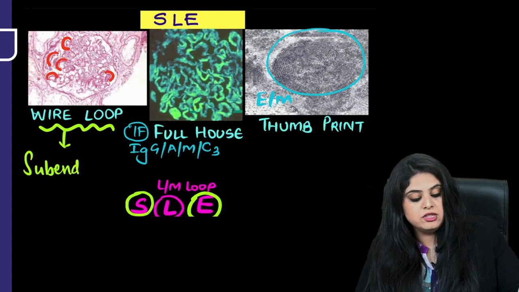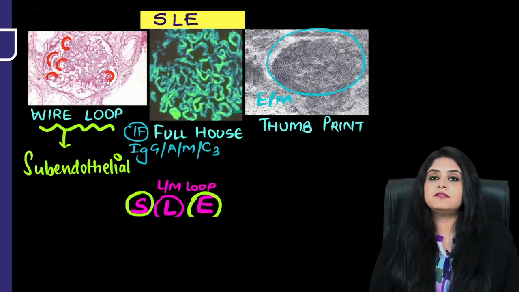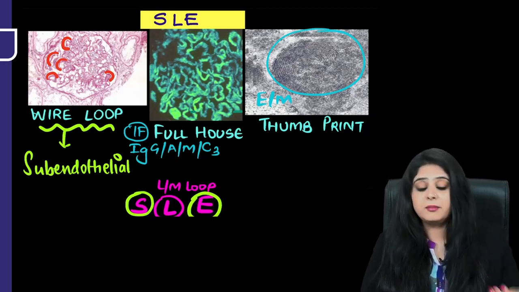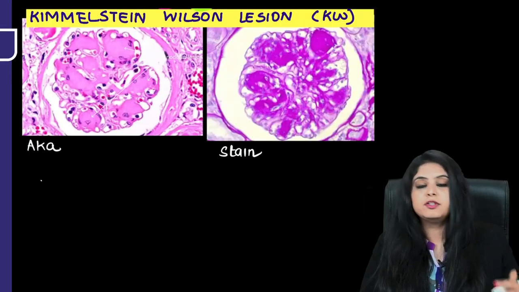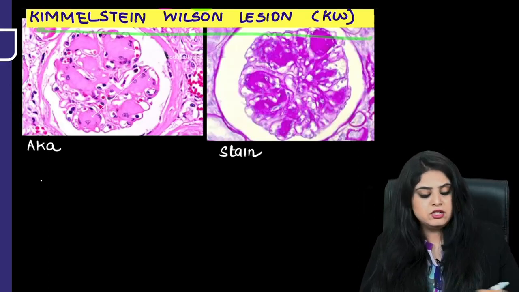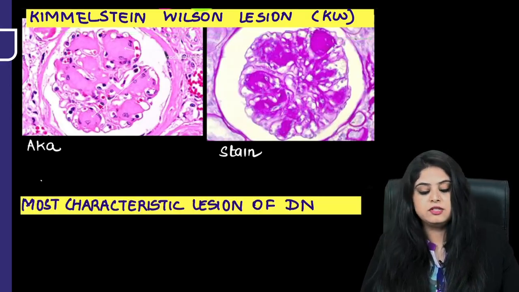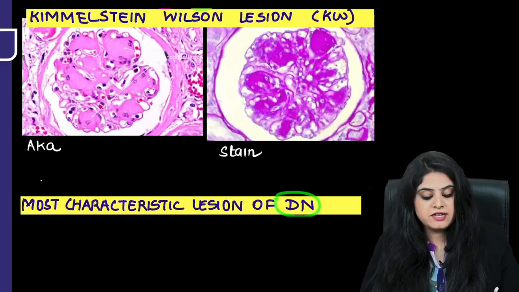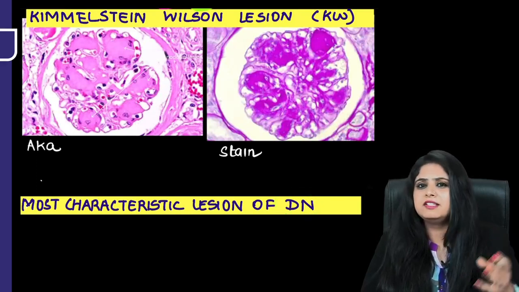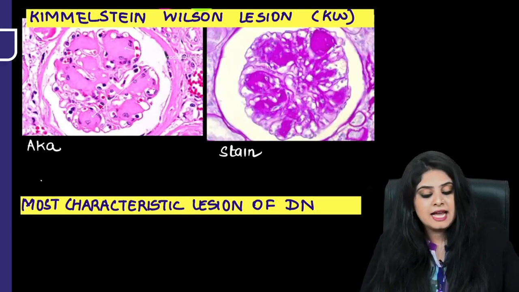This wire loop lesion is subendothelial deposition. Now many students get confused about which disease is subepithelial and which is subendothelial. I'm going to give you one very quick answer in a while. But first, now that you've done SLE, why don't you finish off diabetes also? In diabetes, which is the most characteristic lesion? Kimmelstiel-Wilson lesion. They will always give you a history of diabetic nephropathy, meaning HbA1c is going to be very, very high. And then you will see this.